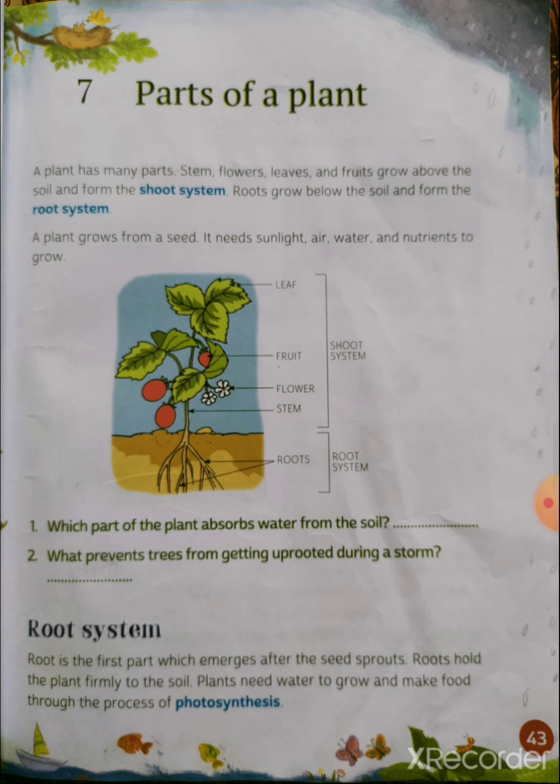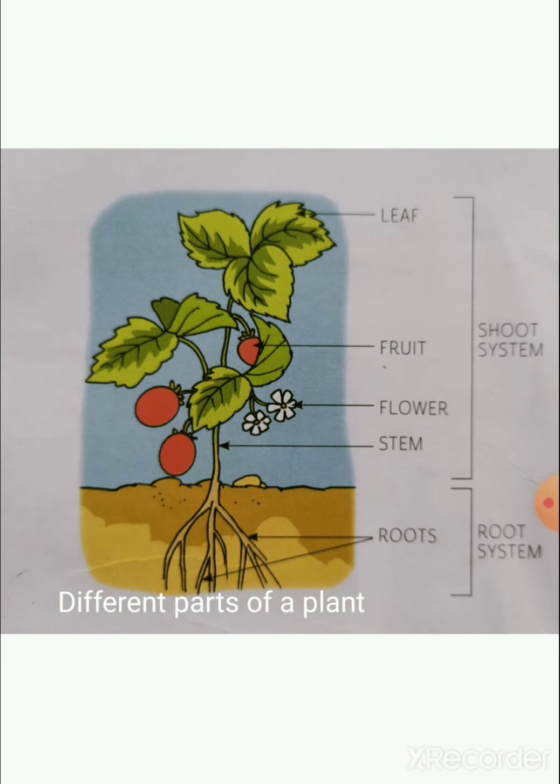Roots of a plant that grow below the soil make up the root system. Now the shoot system. Parts of the plant that grow above the soil like stem, branches, leaves, flowers, fruits all make up the shoot system of the plant. Now just look at the diagram here. Leaf, fruit, flower, stems, all these parts are above the ground and they make up the shoot system. Roots that grow below the ground make up the entire root system.